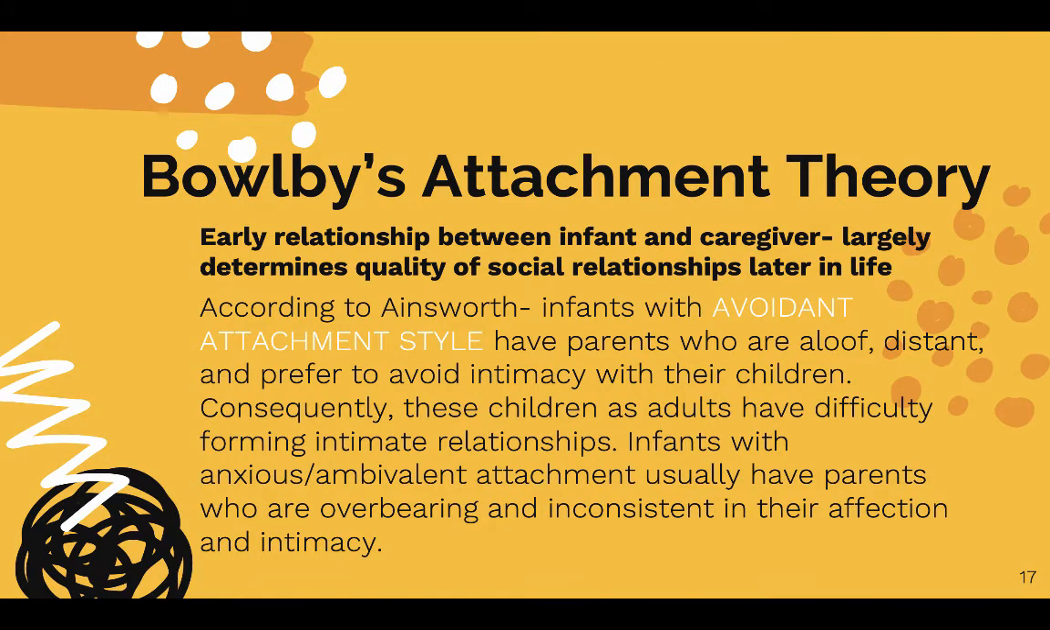Then we have Bowlby's attachment theory. Early relationship between infant and caregiver largely determines quality of social relationships later in life. According to Ainsworth, infants with avoidant attachment style have parents who are aloof, distant, and prefer to avoid intimacy with their children. Consequently, these children, as adults, have difficulty forming intimate relationships. Infants with anxious ambivalent attachments usually have parents who are overbearing and inconsistent in their affection and intimacy.